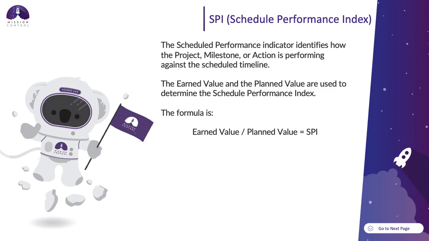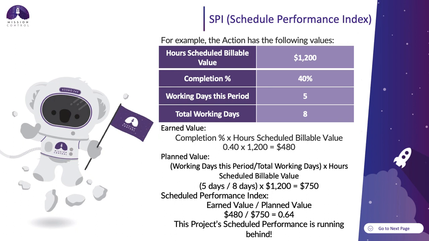Now let's take a look at the schedule performance index. The schedule performance indicator identifies how the project milestone or action is performing against the scheduled timeline. The earned value and planned value are used to determine the schedule performance index. That would be the earned value divided by the planned value. In this example, we have an action with the same $1,200 for the hours scheduled billable value at 40% complete, and the working days this period is 5, so this week is 5 working days, and the total working days for this action is 8, so just taking some of those values we've used previously.